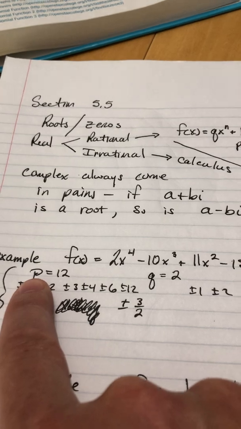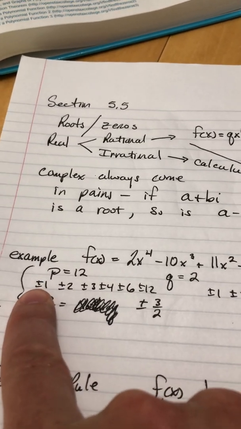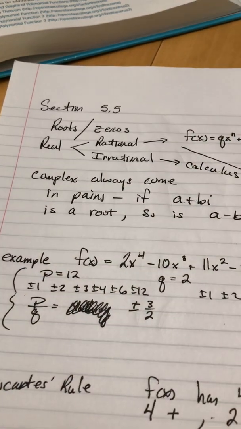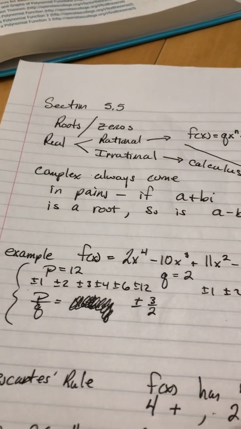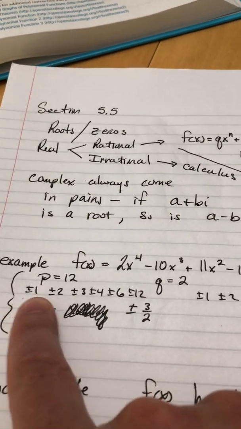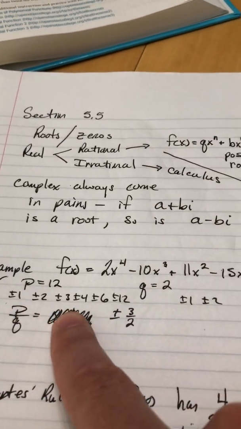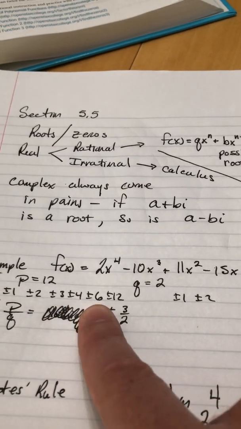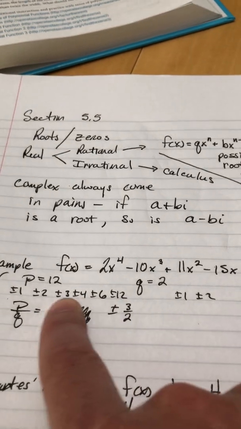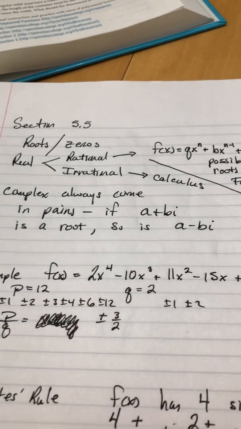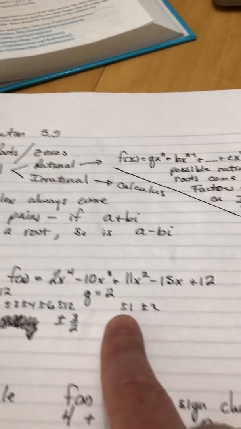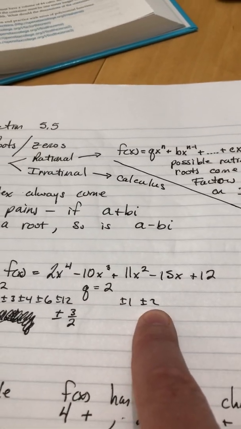Now the factors of p, and you always do this, you put plus or minus in front, because if a positive number is a factor, so is a negative number. So plus or minus 1, plus or minus 2, plus or minus 3, plus or minus 4, plus or minus 6, plus or minus 12. That is the list of possible factors for 12. For 2, it's plus or minus 1 or plus or minus 2.